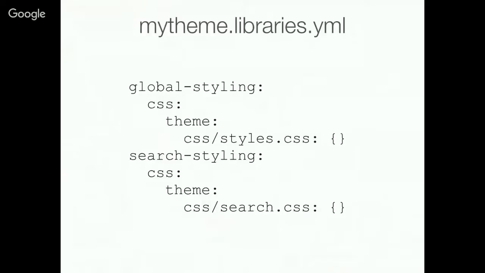So for example, you might have on your site a set of global styling that you want to load everywhere. And you might have other CSS that's more contextual that you only want to load in certain places on your site. So for example, the search styling library, you probably would only want to load that on your search page. Or if you have a set of search pages, you might want to load it on several pages on your site.